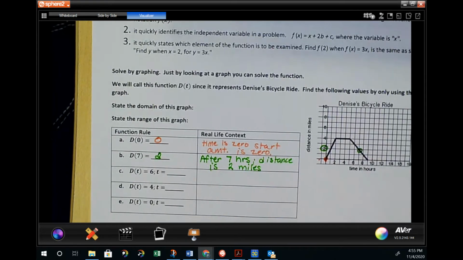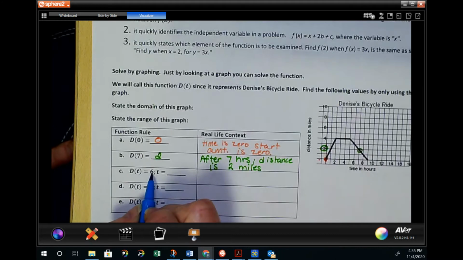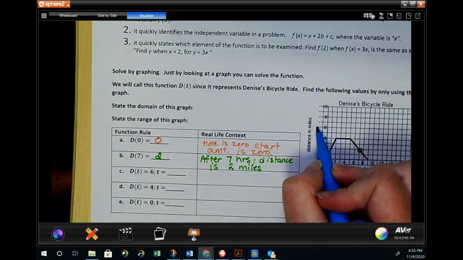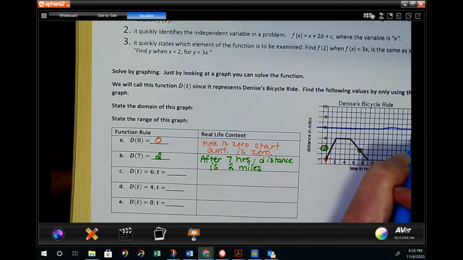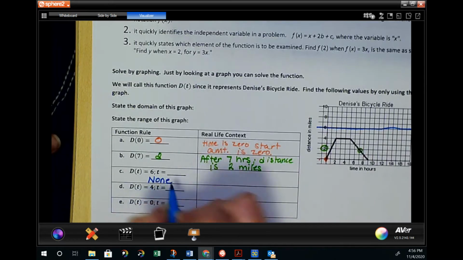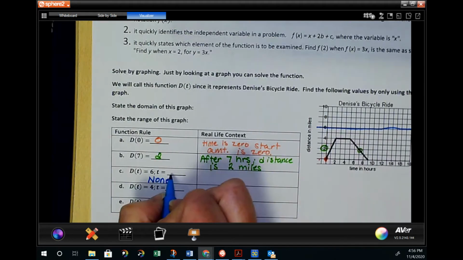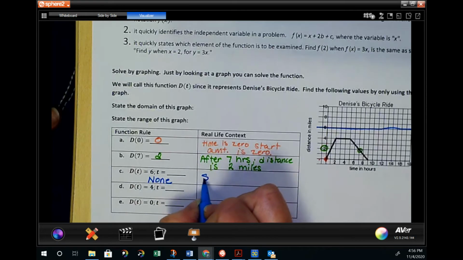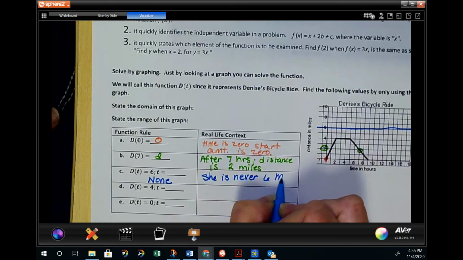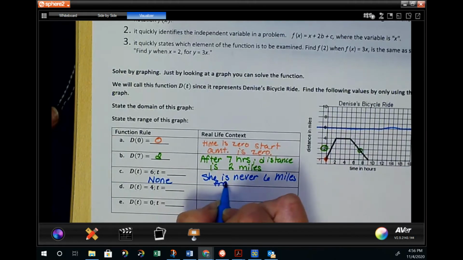And now the next one is different. This time you're looking for the time. So you're looking for the time and you have the t value, and you're finding your distance to be 6. So I look and I'm going to draw a line right here at 6. Well, Denise is never 6 miles away from her starting destination. So this is none. There's no solution. Okay? And so she is never 6 miles from her start.